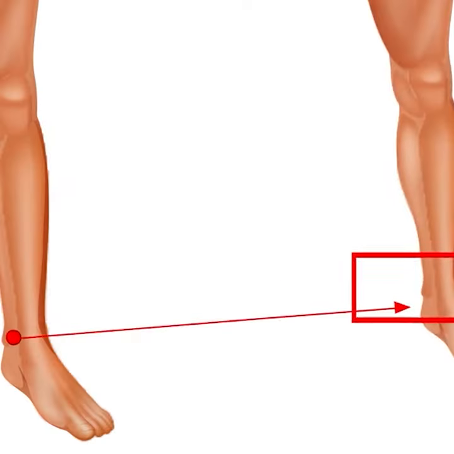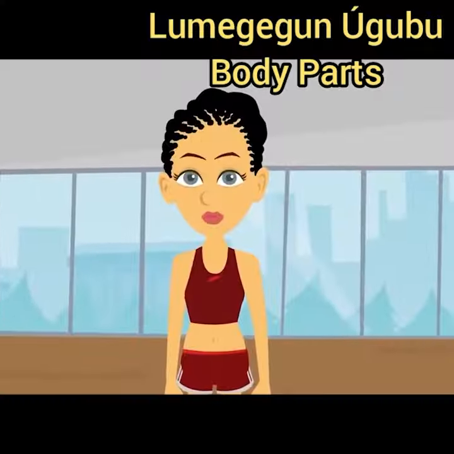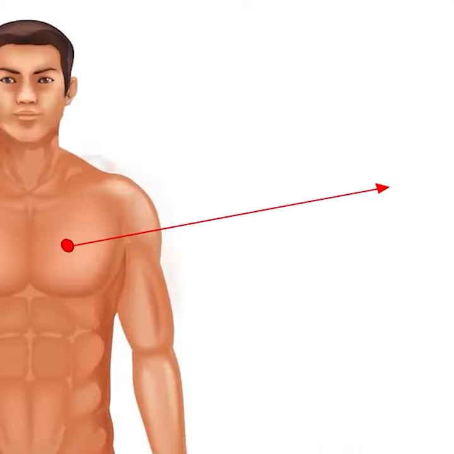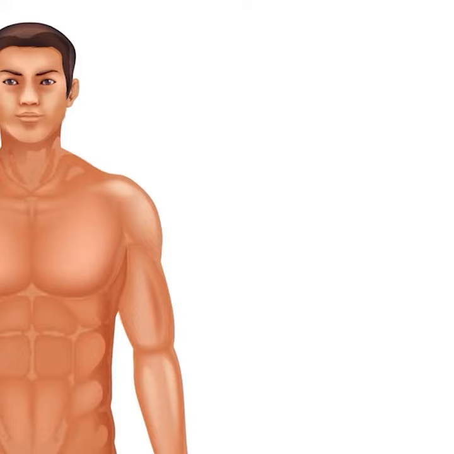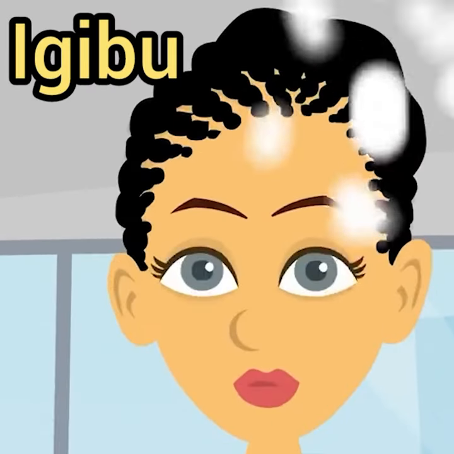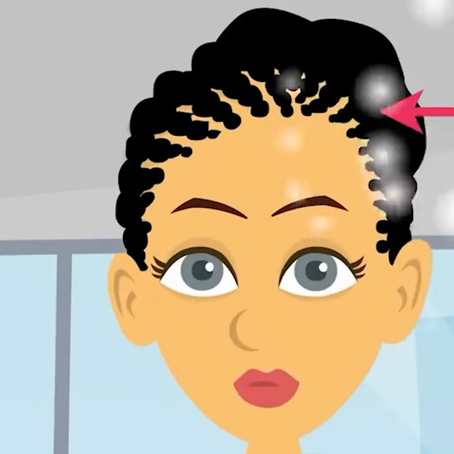In today's Garifuna lesson, we are taking a look at Lumegegu Ugubu, which means body parts. First we are starting off with the face. Face in Garifuna is Igibu. Igibu. Next we have hair.